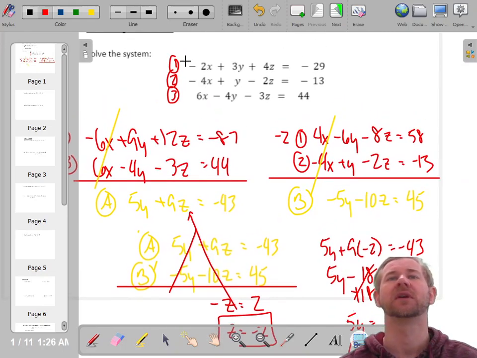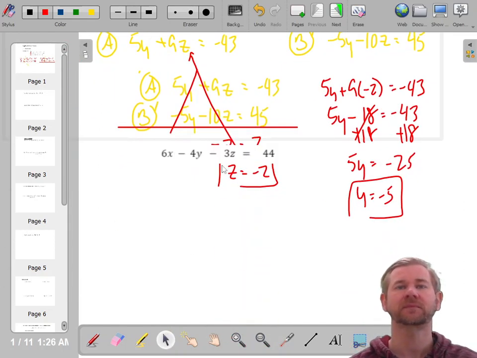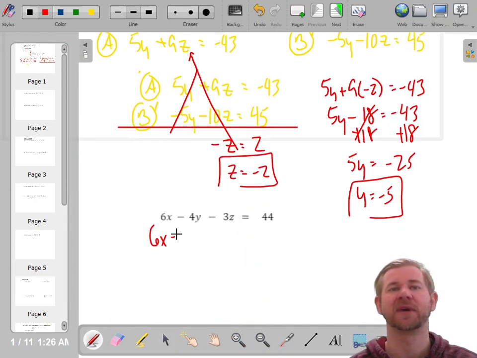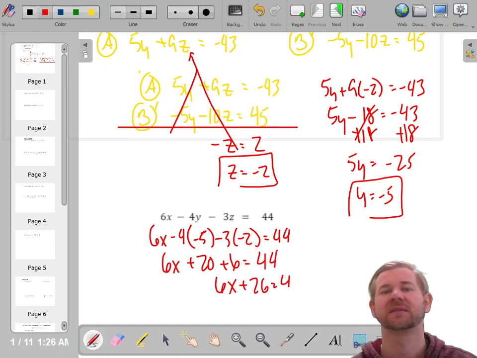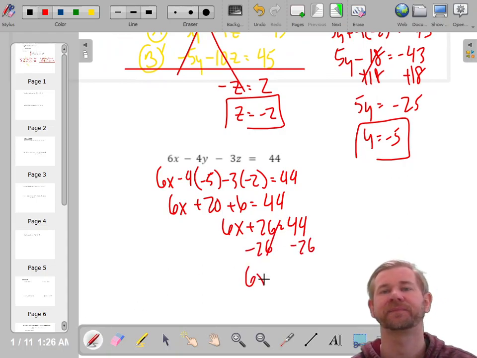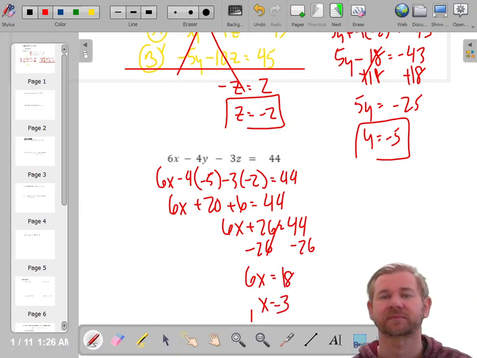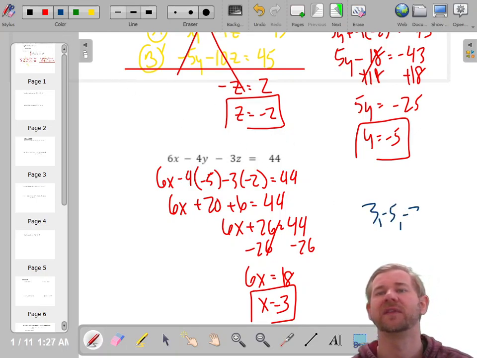Which one do I want to use? I'll pick this one, it's got positive. I like that better. Okay, so we'll use this guy. So 6x minus 4, y is -5, minus 3, z is -2. 6x plus 20 plus 6, which is 26. If you subtract 26 on both sides, you get 18, which means x is 3. So as an ordered triple, we have 3, -5, -2.